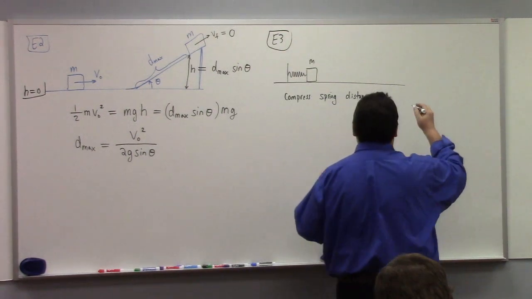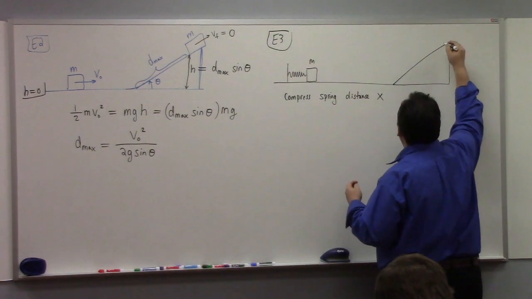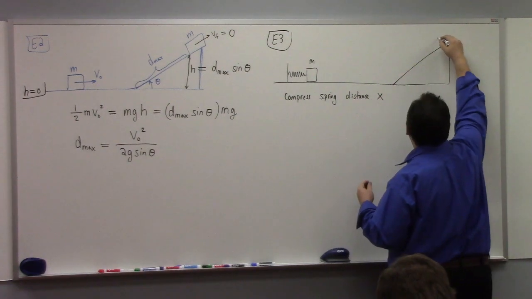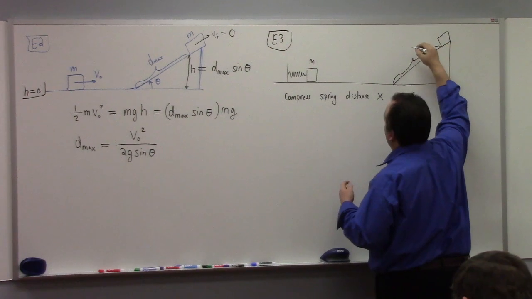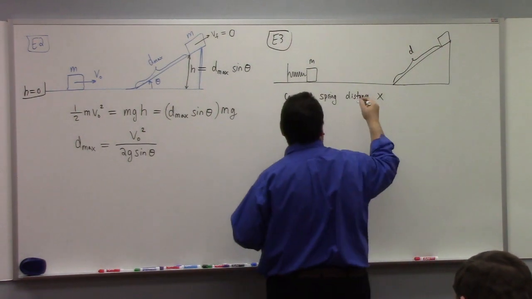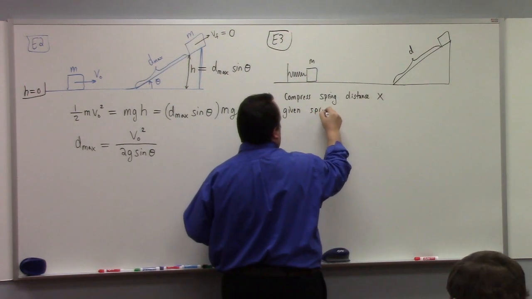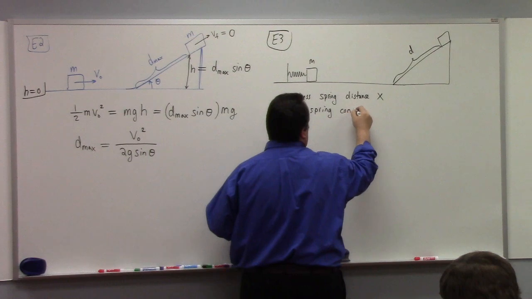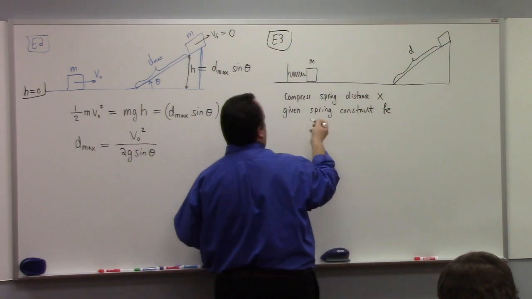And then, since we like inclined planes, we're going to put one over here. And then the question is, how far does the mass go up the plane, given that you've compressed the spring a distance x, given spring constant k? How would you do this problem? Again, frictionless plane.